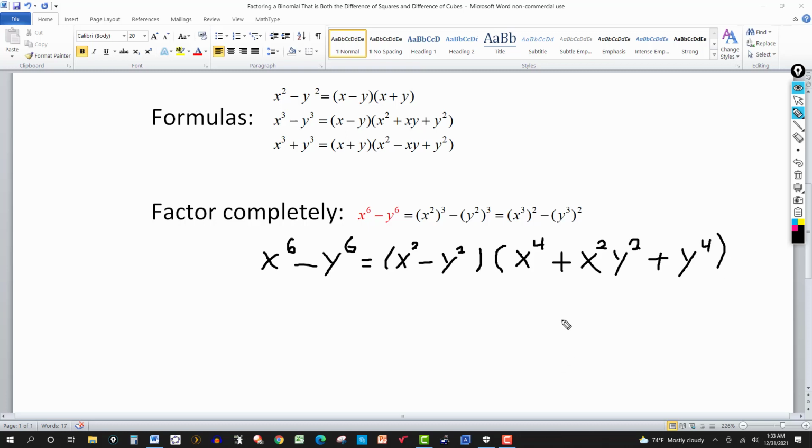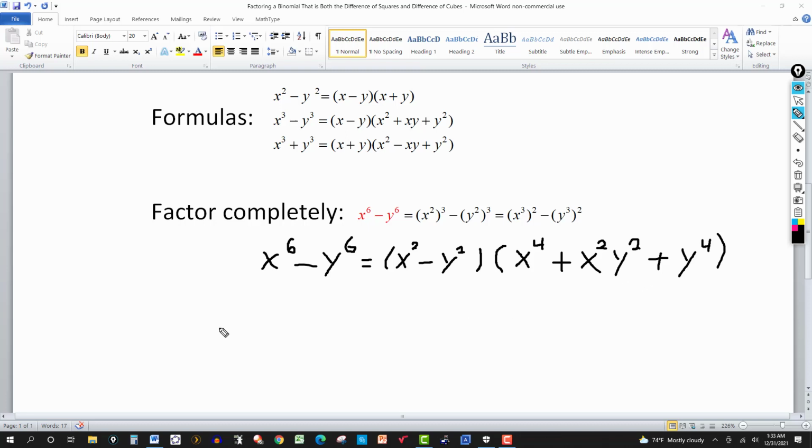And then you look at this and you wonder, well, can this be factored? It appears that that's as far as we can go. But notice, if this middle term x squared y squared had a coefficient of 2, then that trinomial would be a perfect square.